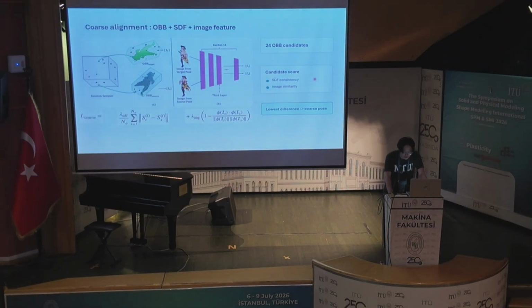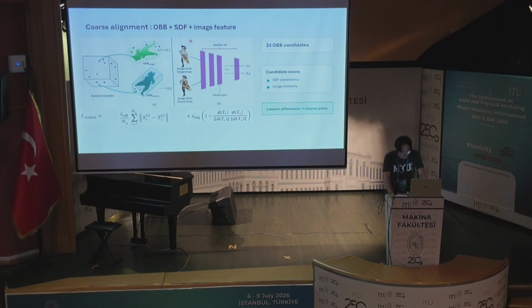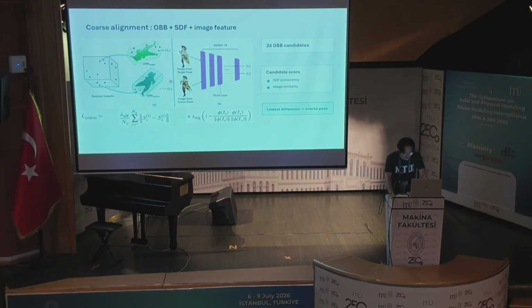Okay, let's move to the coarse alignment. The goal of coarse alignment is to provide a good initialization for large pose changes. The method first extracts a surface from each SDF and computes its OBB. An OBB has 8 vertices with 3 possible axis correspondences, so we can enumerate 24 candidate rigid transformations. The key point is that the method does not just choose a candidate using only SDF samples. It also evaluates the image feature similarity.